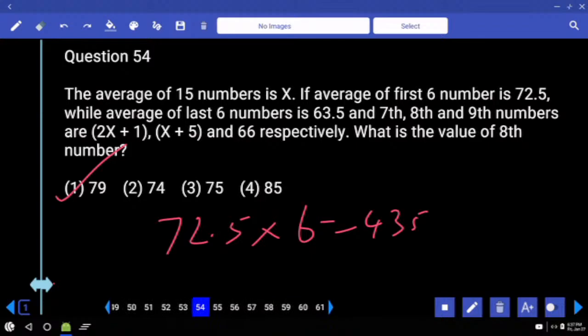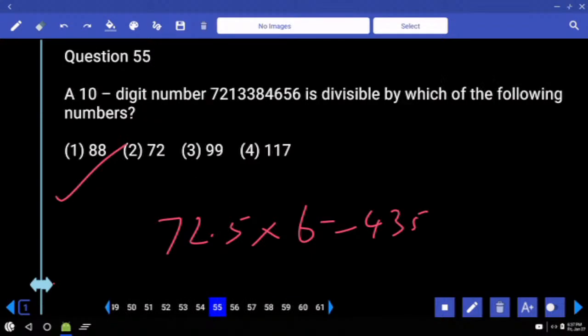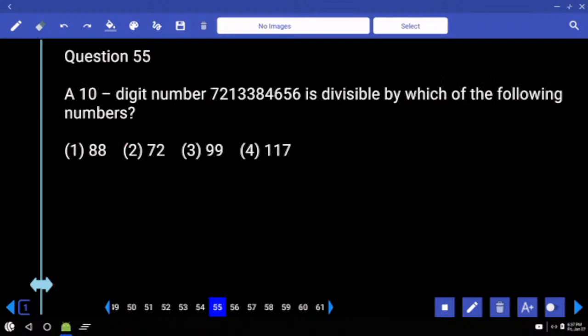Okay, right. Next, the 55th question. A 10-digit number is divisible by which of the following? 88. You have to check this individually. 88 means 8 and 11. Of course, this is divisible, as the last digits are divisible by 8. 11 you have to check. I think it will not be the case. Taking 72, that is 8 and 9. If you check this, it is already divisible by 8. For 9, add the digits: 6 plus 5, 11 plus 6, 17, 21, 29, 32, 35, 36, 38, 45. Yes, 45 is a multiple of 9. So this should definitely be divisible by 72.